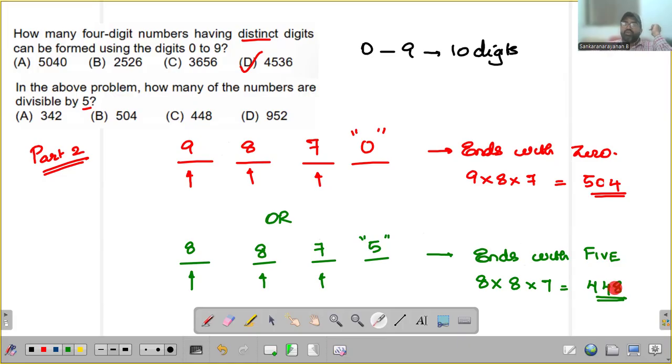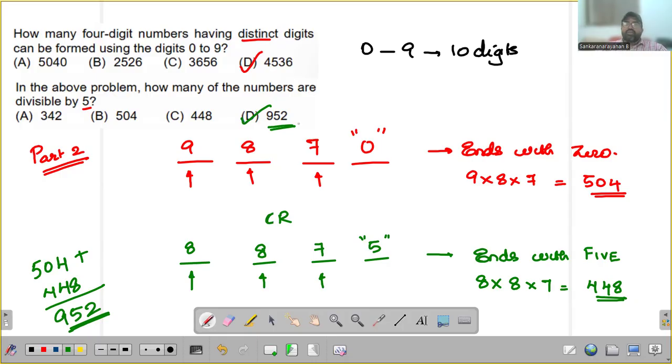But altogether, when you see this, it can end with 0 or it can end with 5. Task 1 can be completed in 504 ways. Task 2 can be completed in 448 ways. Task 1 or task 2 altogether, you can complete it in 504 plus 448. All put together, the value will come as 952. And for this question, option D reads 952. That is going to be my final answer here.